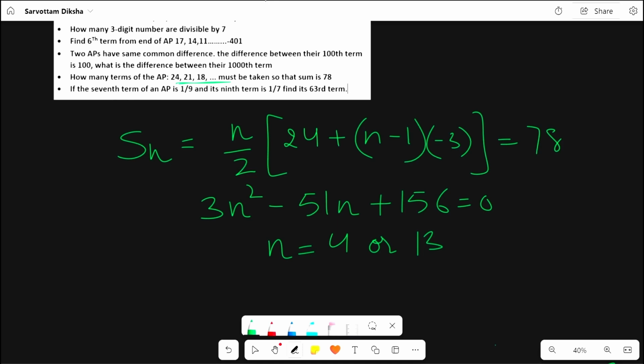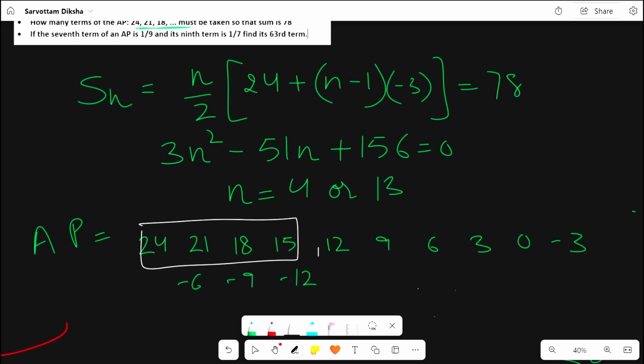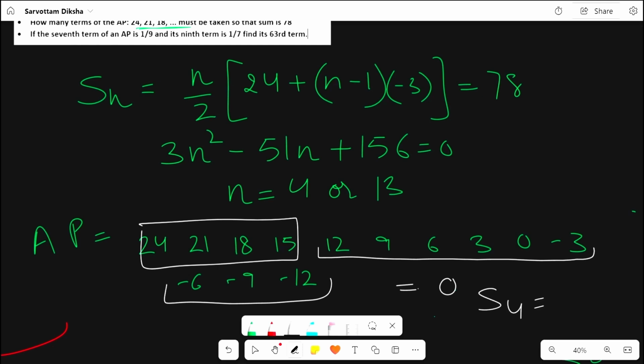But the question here is how adding 4 terms and adding 13 terms of this AP will give you the same sum as 78. They ask sometimes the reason for two answers. My reason here is the sum of the 5th term to the 13th term adds up to 0. So S4 is equal to S13.